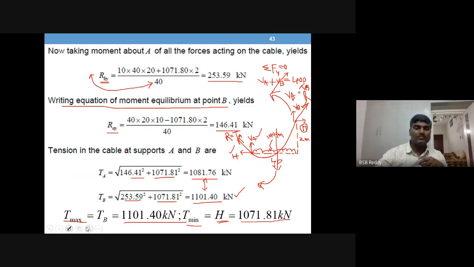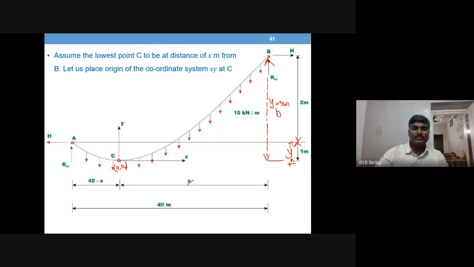So the person at the higher end holding it, I mean the support at the higher end, will have to offer higher resistance than the person at the lower end. The person or the support at the lower end will offer less resistance. So T maximum occurs at the higher end, right?